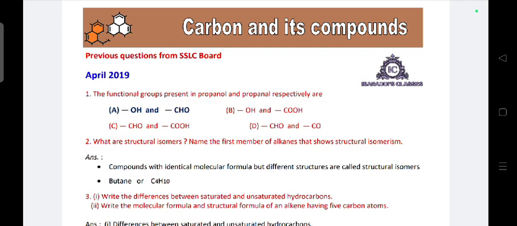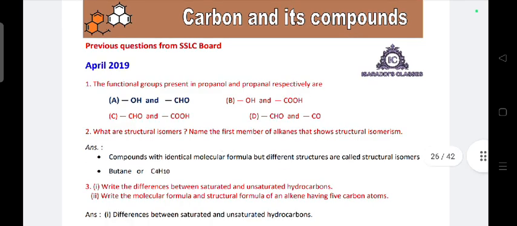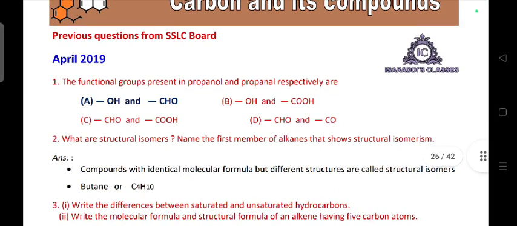So if you read this much, you can score 75 plus. So let's get started. This is from April 2019, from this chapter. Multiple choice question 1 was asked: the functional groups present in propanol and propanal represent, respectively, option A.